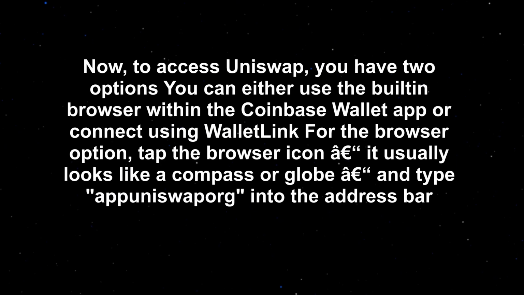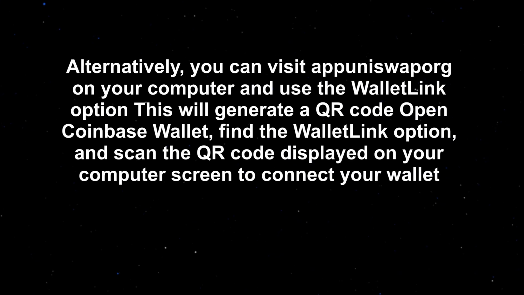Now, to access Uniswap, you have two options. You can either use the built-in browser within the Coinbase wallet app or connect using WalletLink for the browser option. Tap the browser icon. It usually looks like a compass or globe, and type Uniswap into the address bar. Alternatively, you can visit Uniswap on your computer and use the WalletLink option.